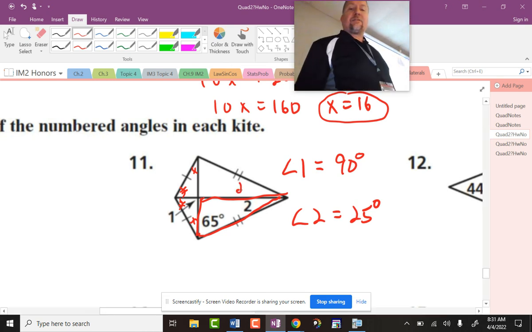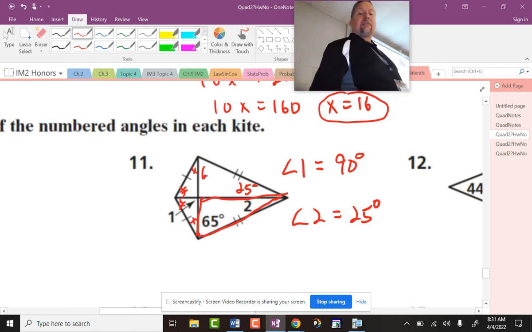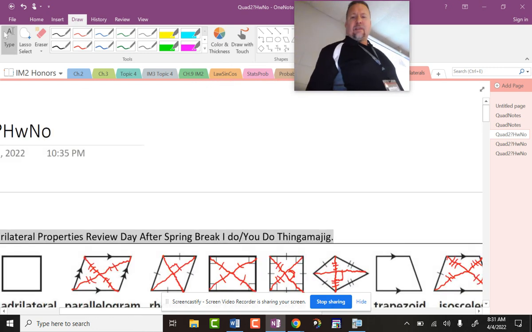This is 25, so this is 25 because that is bisected, and then this would be 65 here. And I'm sure there's something you could do to get those other ones. It's a more interesting question.